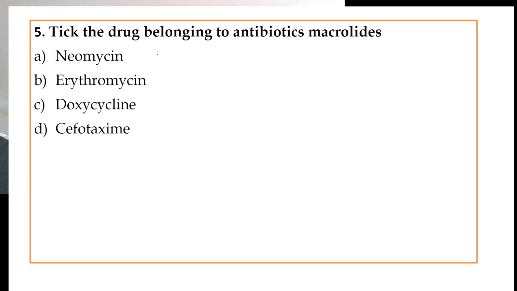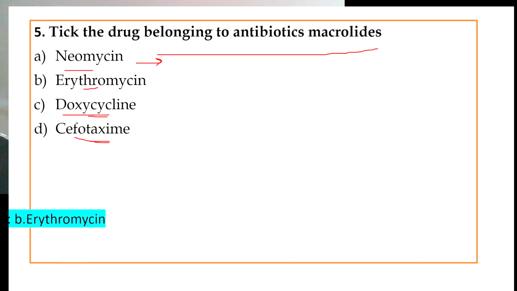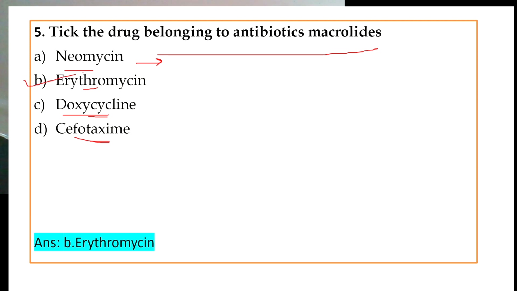Then take the drug belonging to the macrolide antibiotics. Which one of the following is a macrolide antibiotic? The options are neomycin, erythromycin, doxycycline, cefotaxime. Maybe you are thinking neo, erythro, doxy. While studying these antibiotic drugs, you can study all those options and write down which is the neomycin category, which is the doxycycline category, the cefotaxime category. The option is B, correct, erythromycin, the macrolide antibiotic.